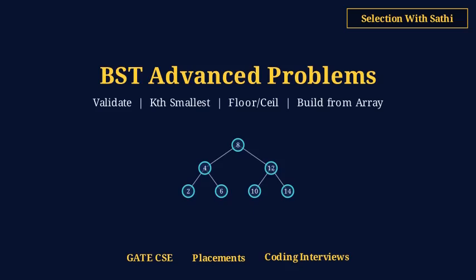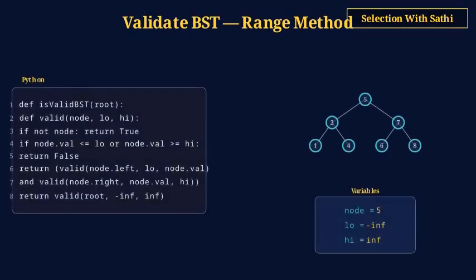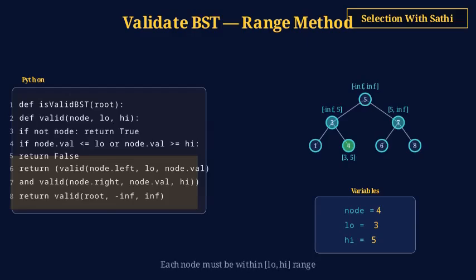Let us begin. The most common mistake in validating a BST is checking only that left child is less than node and right child is greater. That is not enough. Every node in the left subtree must be less than the root, not just the immediate child. The correct approach uses a range.